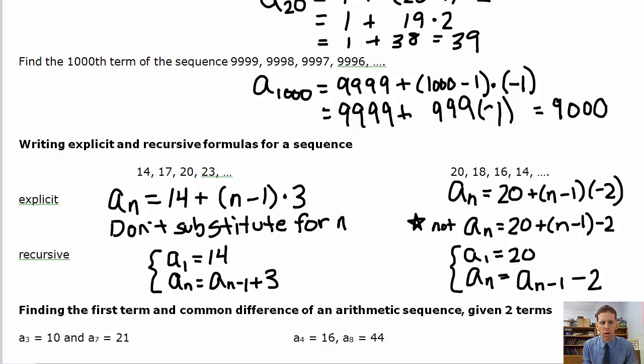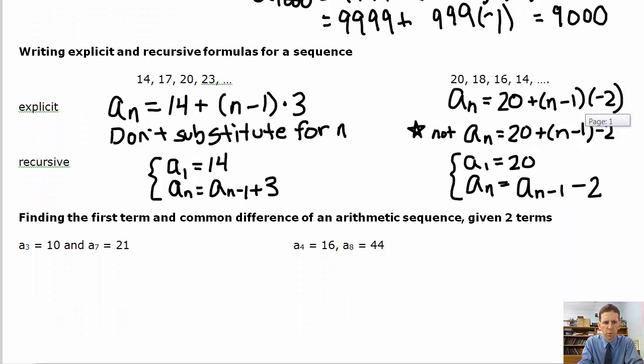So for our 20, 18, 16, 14 sequence, our explicit formula is going to be a sub n equals 20 plus parentheses n minus 1 times negative 2. Make sure you put parentheses around the negative 2 because otherwise it looks like you're doing n minus 1 minus 2, and that's a different sequence. So if you're ever multiplying by a constant difference that's a negative number, be sure and put parentheses around it. Your recursive formula: a sub 1 equals 20, a sub n equals a sub n minus 1 minus 2.